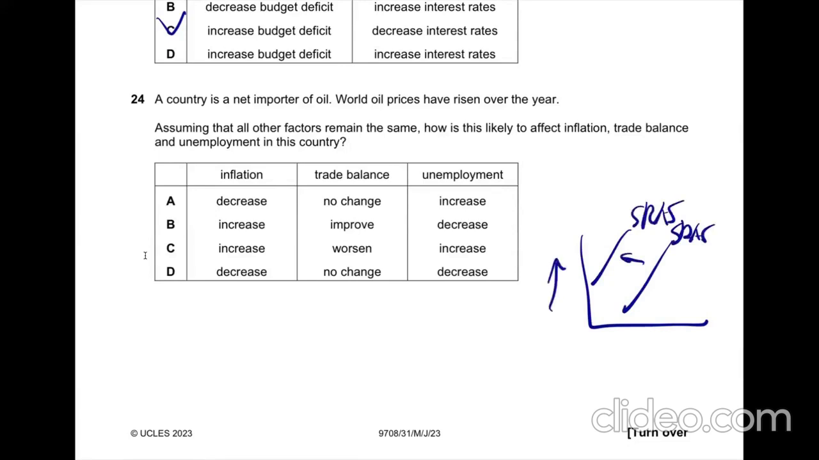causing cost-push inflation. And in terms of trade balance, you have to pay more to buy the same amount of oil. So the trade balance is going to get worse. Also, unemployment is going to increase as well, because the worse performance of businesses is going to affect unemployment. So that's why the answer is C.